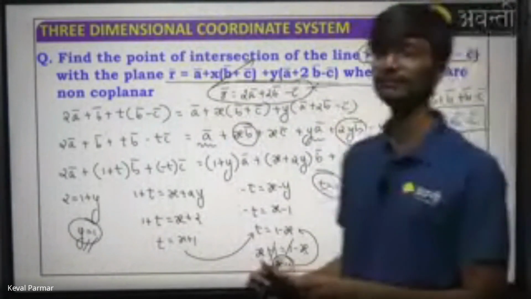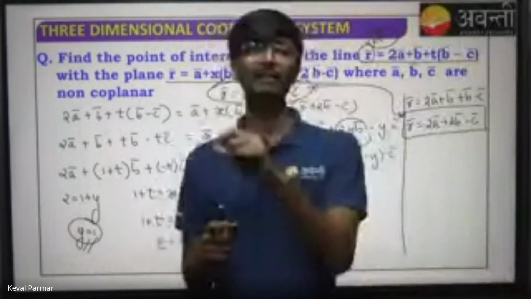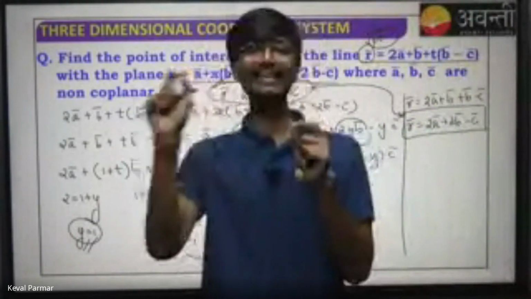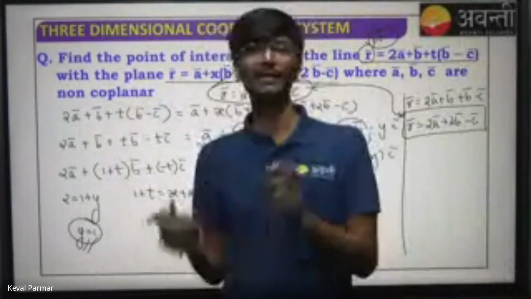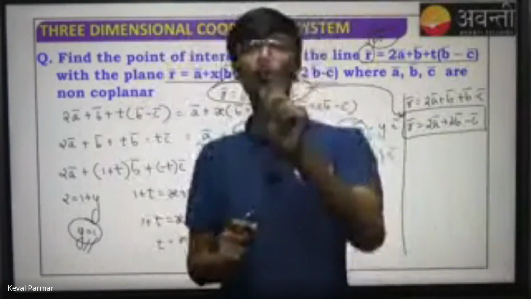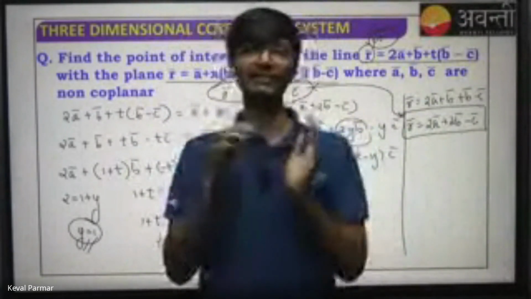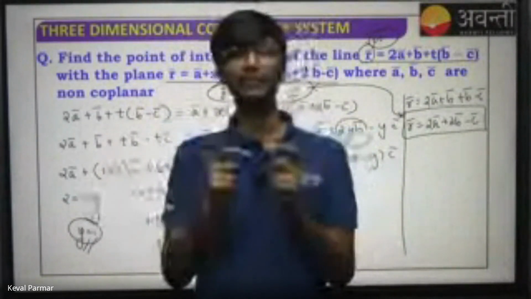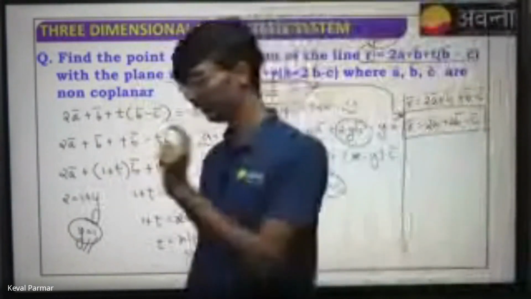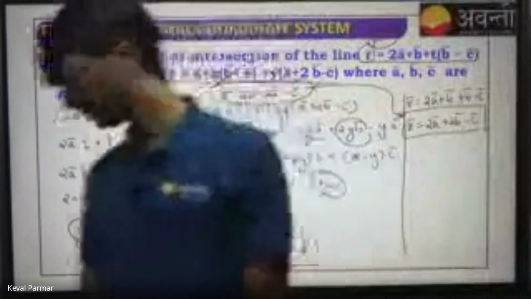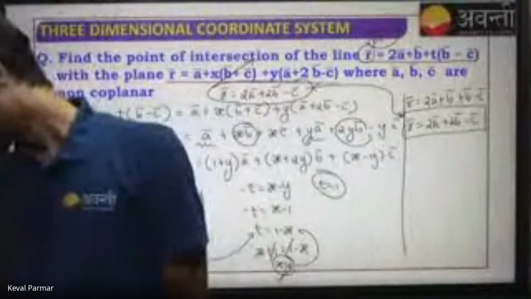Why did we get the same thing? Because r vector is the point of intersection of the line and plane. And if a line and plane intersect, there will be only one point of intersection. That means the point of intersection will be unique. So that's why we got both the values the same, because it is one unique point of intersection. I hope it is clear.